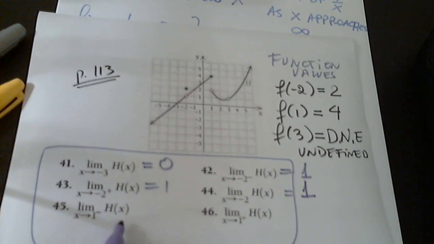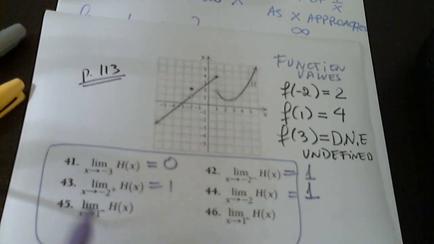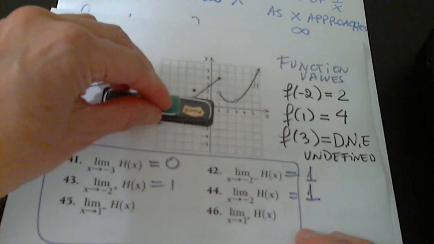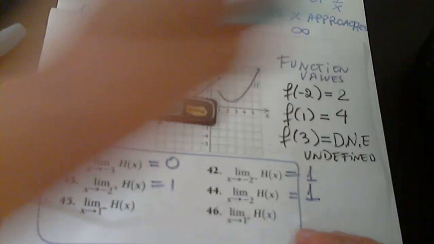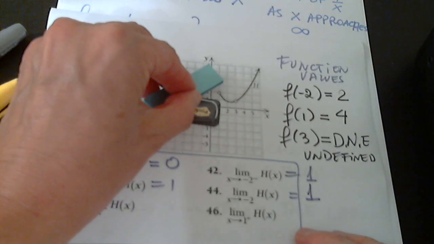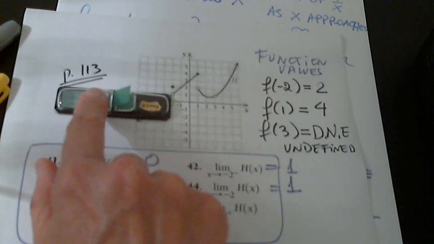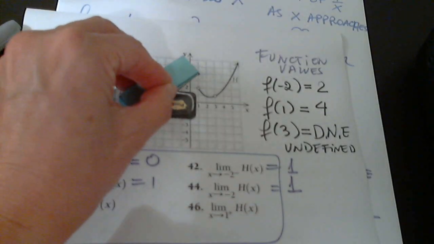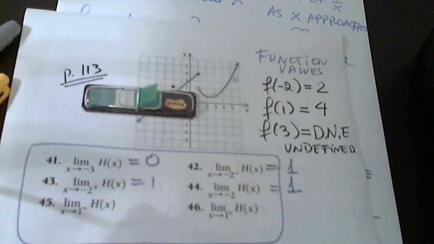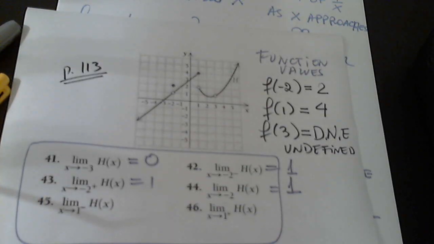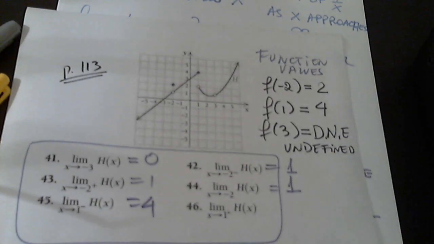Perfect. Limit of a function as x approaches 1 from the left. Target. What is the target? X approaches 1 from the left. 4. It's on the left-hand side of 1, right? So this is 4. Now let's look at the right-hand side.